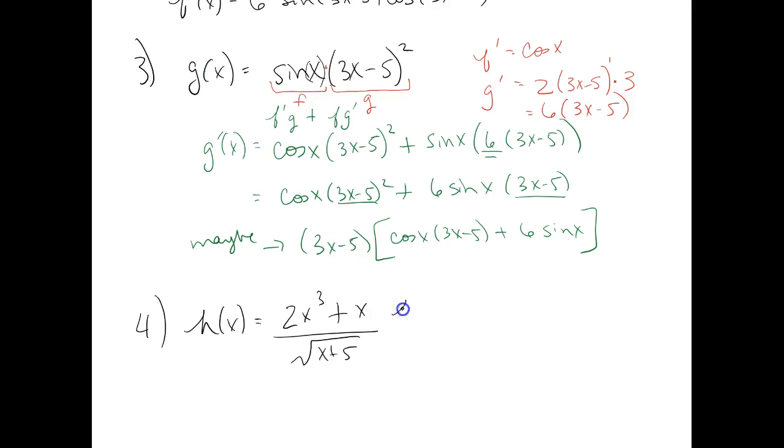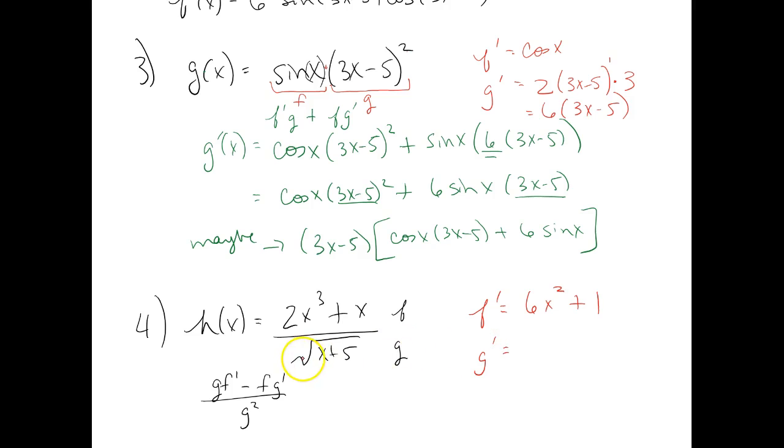So right off the bat, I'm going to call that f and I'm going to call that g, and I'm going to remember my quotient rule down here. g f prime minus f g prime over g squared. So I need to find all these parts so that I can plug them in, okay? So if f is up here, f is the numerator, so what's the derivative of the numerator? Well, that would just be a power rule, so 6x squared plus 1.